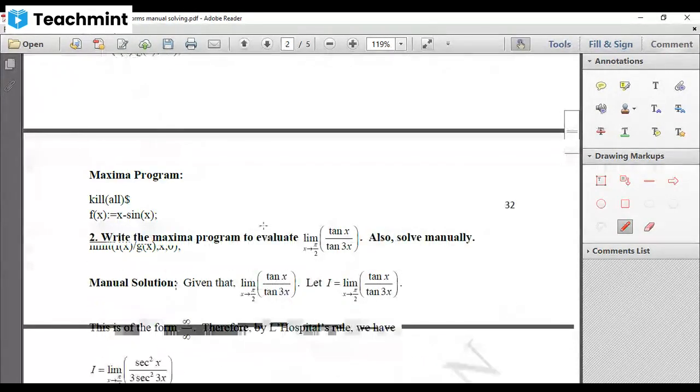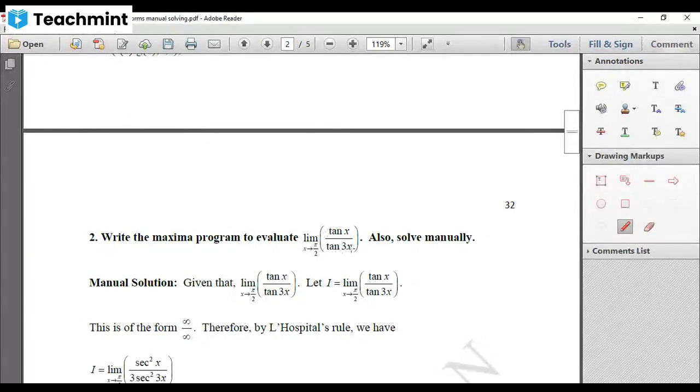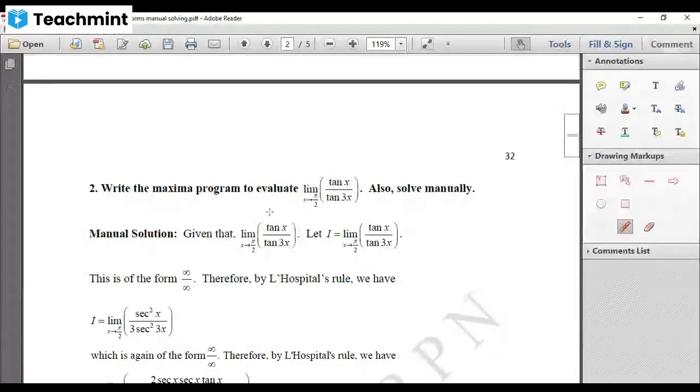Write the Maxima program to evaluate limit as x tends to pi by 2 of tan x by tan 3x, and also solve manually. Now see here, if you apply the limit for this, you'll get tan pi by 2 divided by tan 3 pi by 2. And tan pi by 2 is infinity, whereas tan 3 pi by 2 is the same as minus cot 0. And cot 0 is infinity. So this is infinity by infinity form.